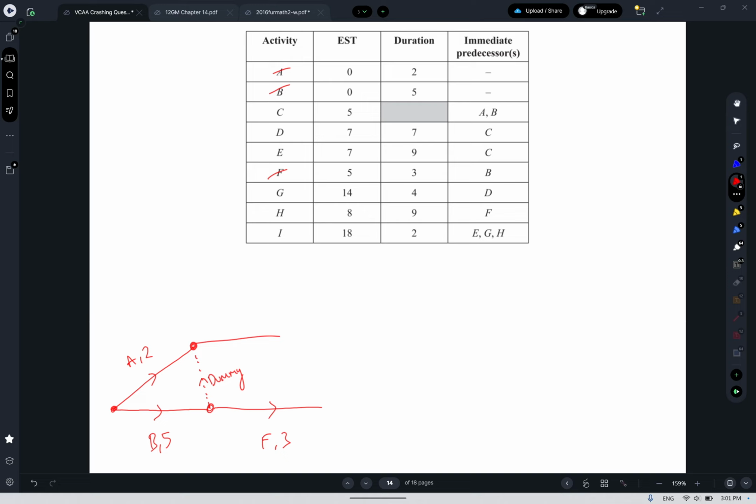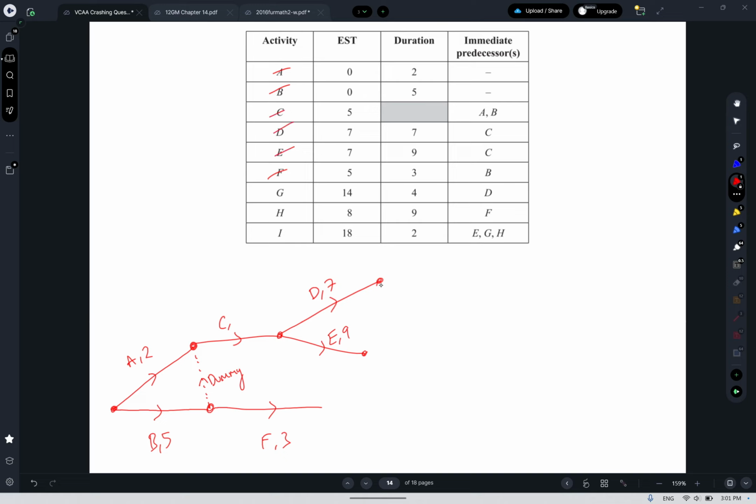So after A and B was C, so I've got a C there with duration of unknown. After C, I've got D and E. So I've got activity D and activity E. Activity D has a duration of 7. Activity E has a duration of 9. So C, D, E, all done.